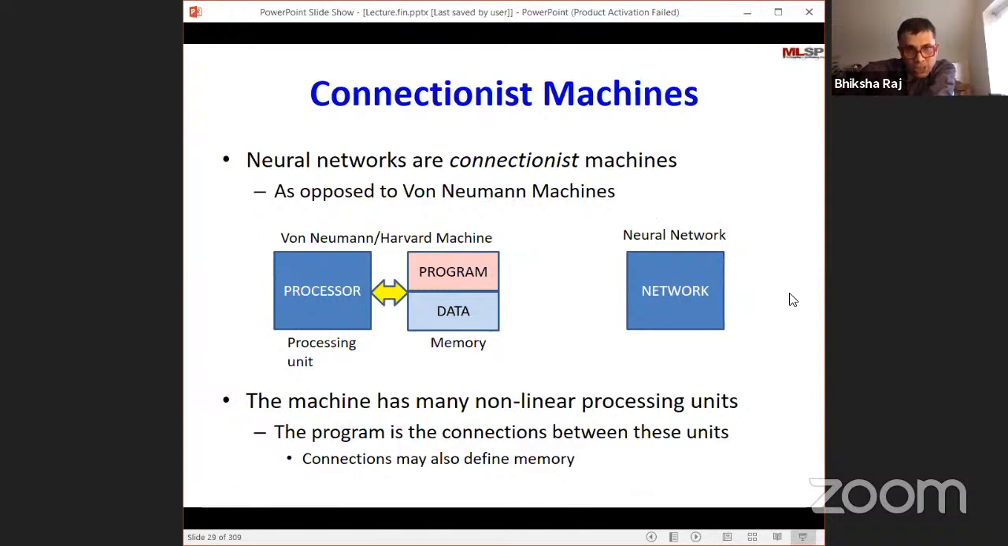A connectionist machine is one in which the program is in the connections between the units that form the machine. So the entire machine is the program. If you want a new program, you need a new machine, which is why when you want to actually implement a neural network, you won't actually build a neural network. You will emulate it in a Harvard architecture machine.